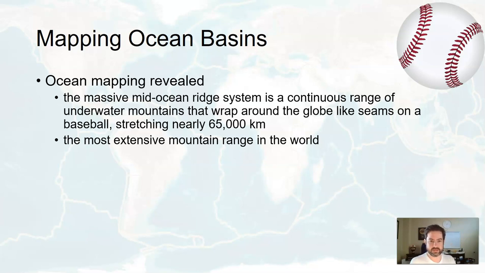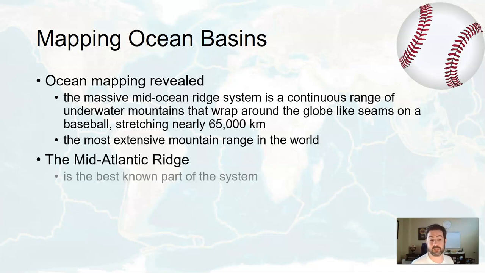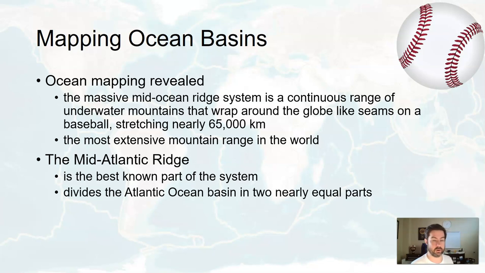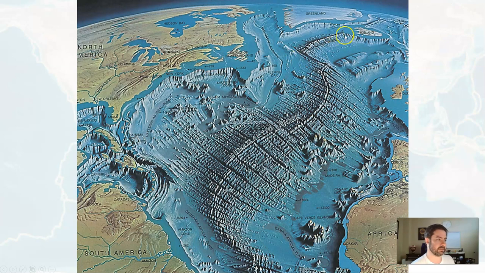One of the most famous sections of that mid-oceanic ridge system is known as the Mid-Atlantic Ridge. It's the best known part of the system, and it divides the Atlantic Ocean basin nearly in two. It runs right down the center of the Atlantic Ocean on the seafloor. It looks a little something like this. It starts way north of Iceland, up near the North Arctic, and runs down through the middle of the Atlantic. This is the Mid-Atlantic Ridge. It is connected to a broader ridge system, but this is the most famous section of that ridge system.